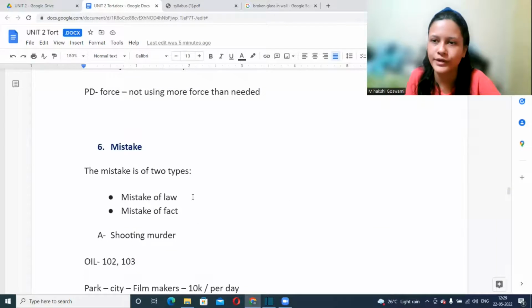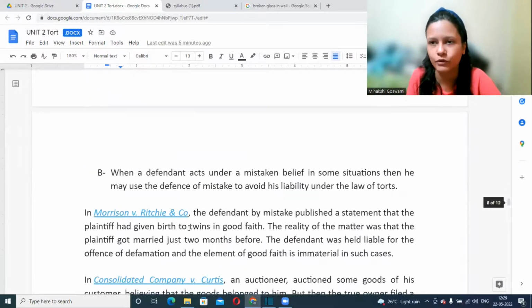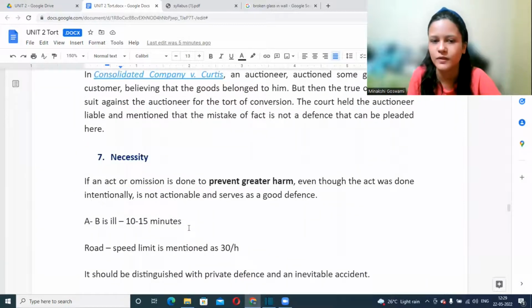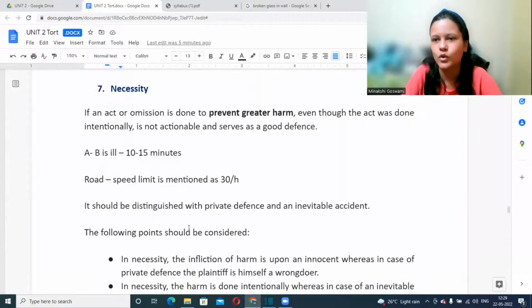So mistake of law is not an excuse. Mistake of fact is an excuse. That too, we have to prove before court that the situation was such that I had no other option but to believe this to be true.